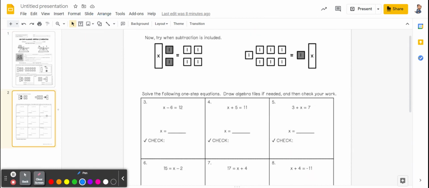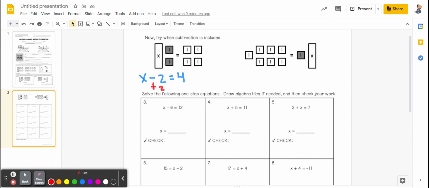Now let's try this next slide, slide 2. It says, now try when subtraction is included. Okay, so remember, these were negative 1. Okay, so our equation here is x minus 2 equals 4. All right, so let's get x by itself. So what's the opposite of minus 2? Well, it would be plus 2, right? Yeah, it's the inverse, plus 2.